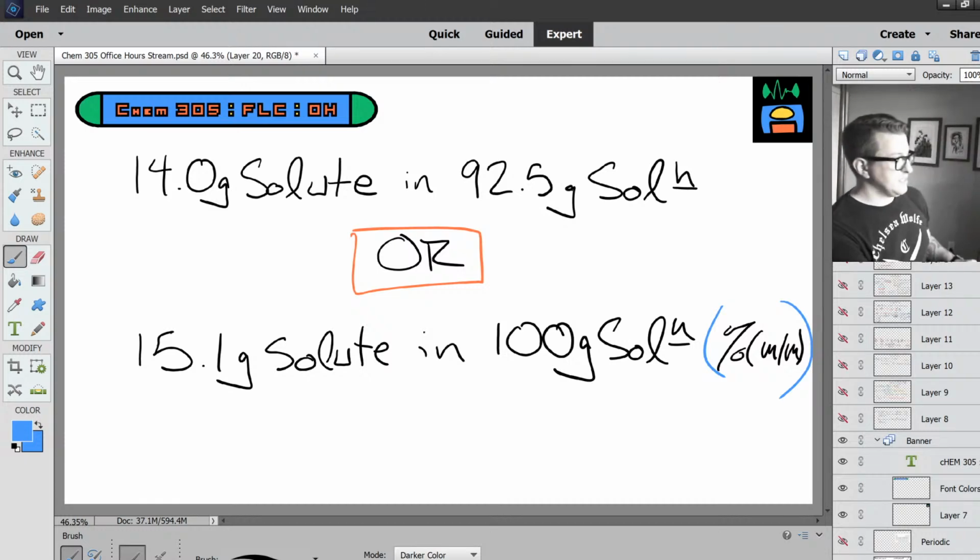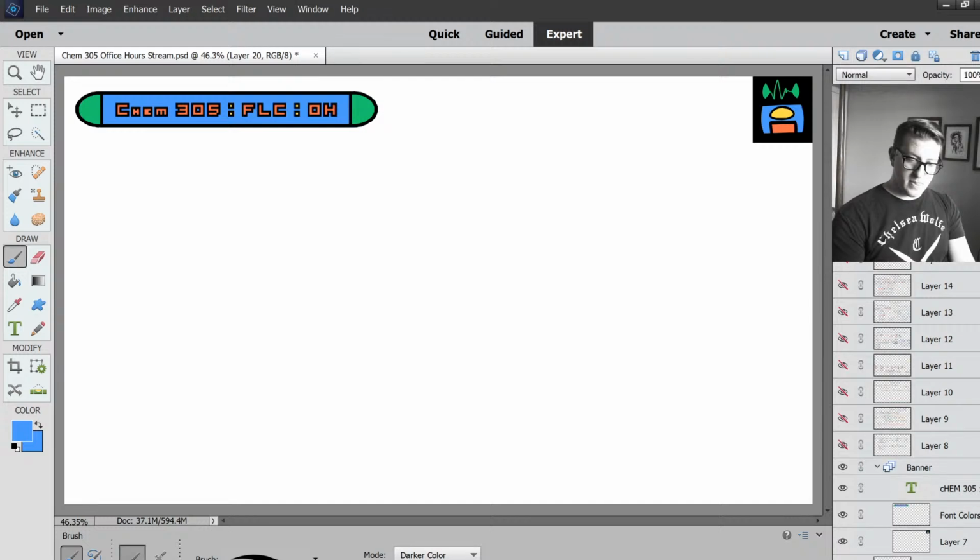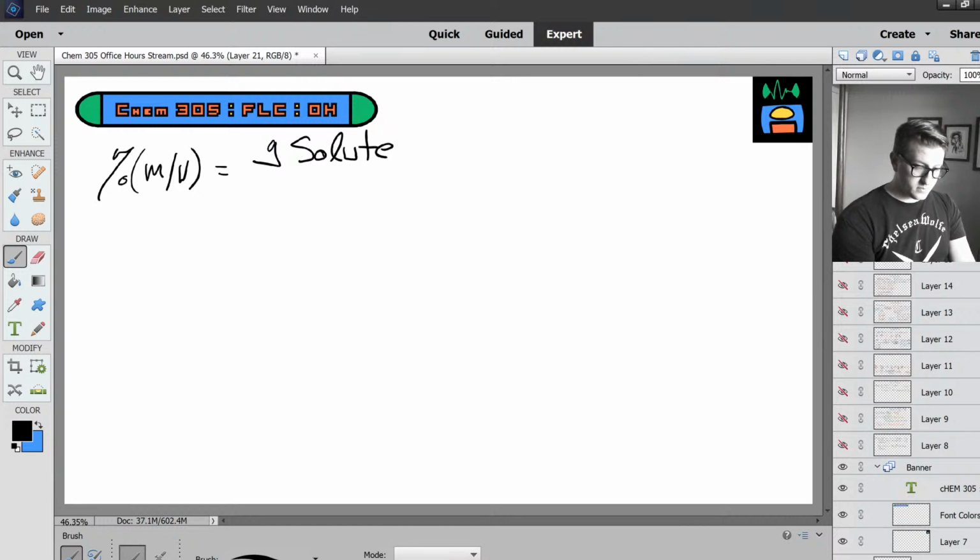Okay, so, Brianna, let's work this percent mass to volume thing a different way. Another way to look at it is percent mass to volume is equal to grams of solute divided by milliliters of solution times 100, right?